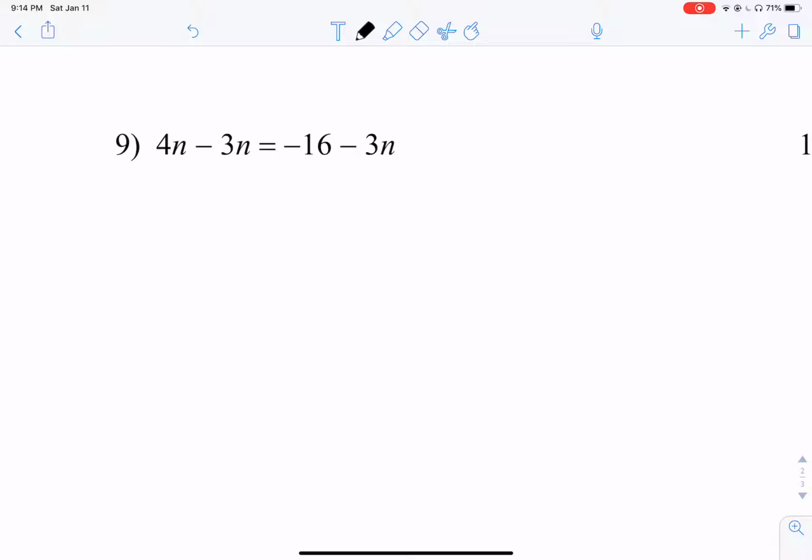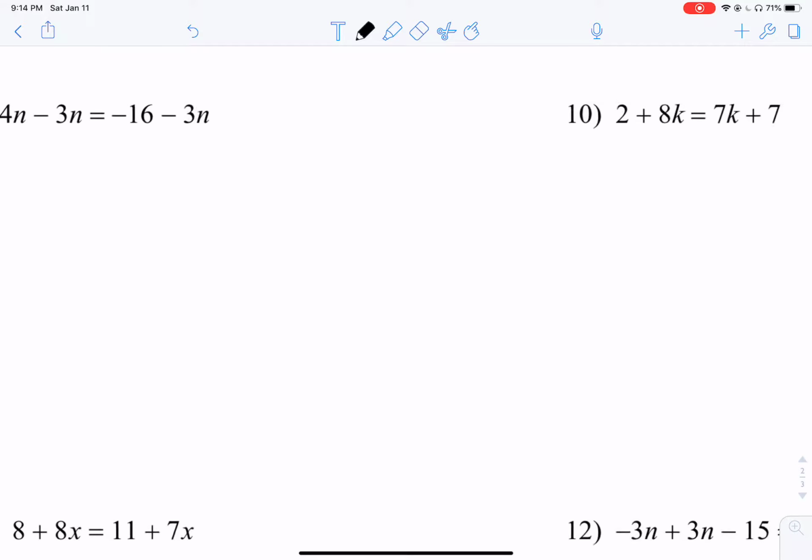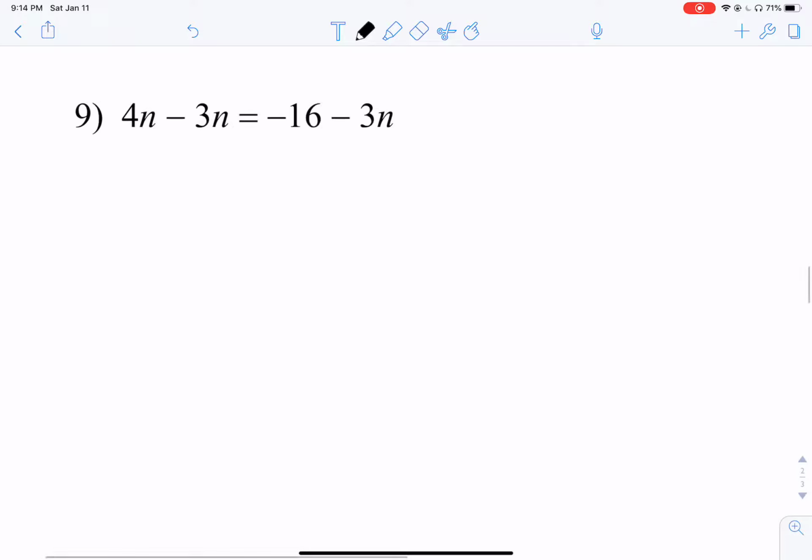Now for the last 6 examples, we see that we now have variables on both sides. So what we need to do is get rid of the variable that is on the right side. Because we're subtracting that term, the way we're going to get rid of it is by adding it. So we're going to add 3n to both sides.